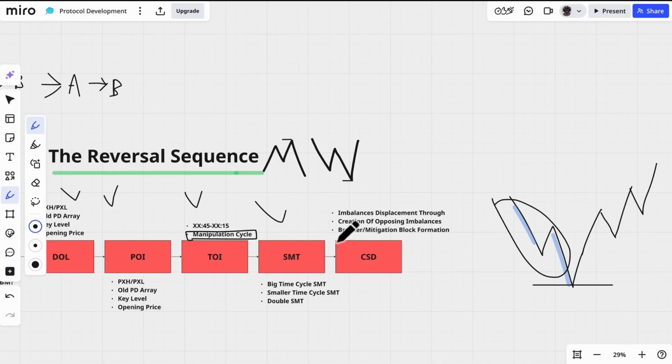Now, the next step is the creation of opposing imbalances, because as price is repricing higher, what we will be monitoring is new imbalances to form. The reason why is because these imbalances are showing to us that there's a certain urgency for the market to reprice higher. It's showing to us that there's urgency for the market to displace, to run. That's the function of an imbalance. An imbalance shows you speed.